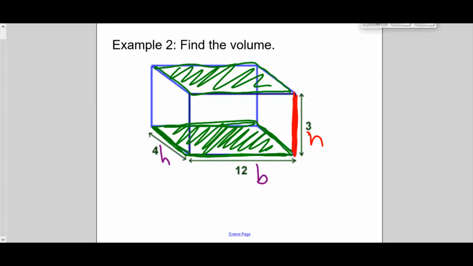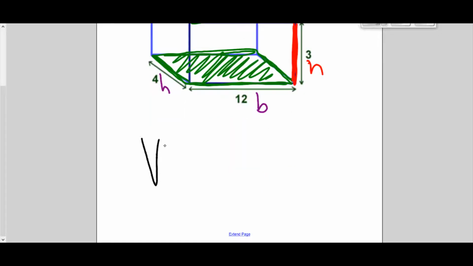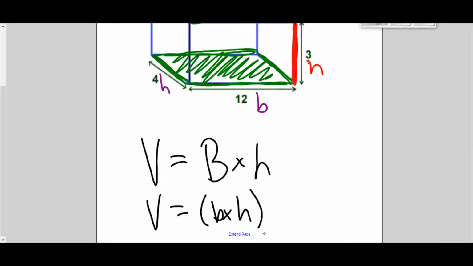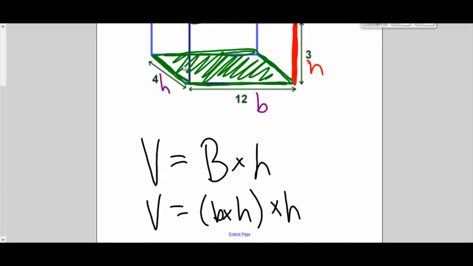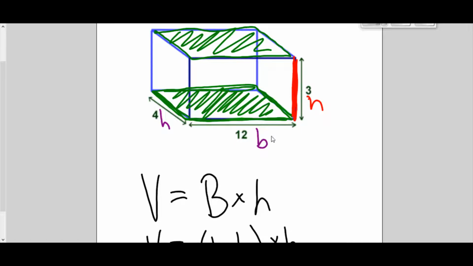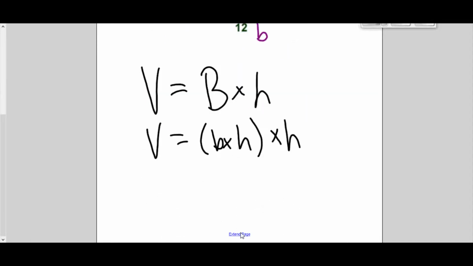So the volume formula for this one, remember, is volume equals big B times height, where the big B represents the base shape. So the base shape we said is a rectangle. So we're going to do volume equals base times height times height. So for this one, we're going to do 12 times 4 for the area of that green rectangle, and then we'll multiply that by 3 because that red H is the distance between my two parallel bases. I'm going to do 12 times 4 times 3.